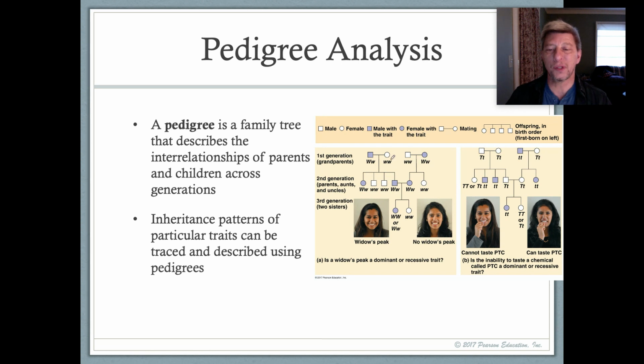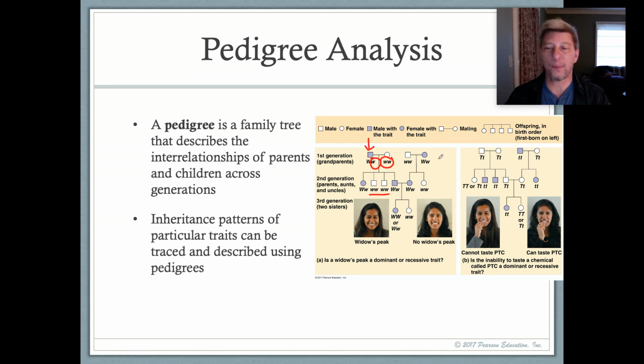Okay, so for example, if grandma here is homozygous recessive, but grandpa shows the dominant trait, if any of the children show the recessive trait, that means that grandpa had to be carrying the recessive allele, right? Because they get one allele from each grandparent. And so you can use clues in terms of the phenotype of each individual in a family in order to figure out what the inheritance patterns actually are.